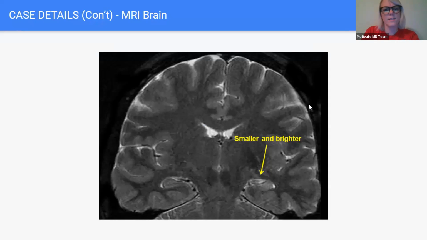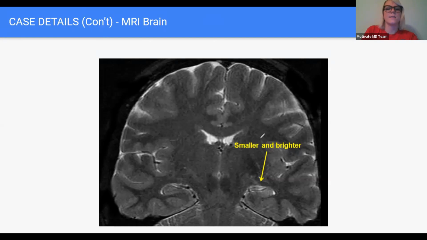All right, so here is our MRI of the brain here. So where is this signal happening at? You guys tell me that. What part of the brain is that? Good. So yes, that's in the temporal lobe.